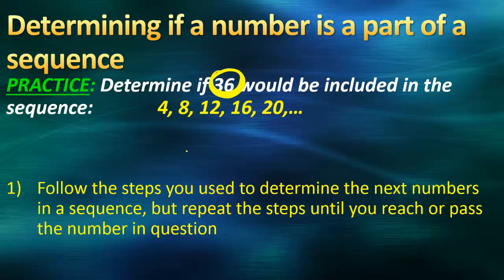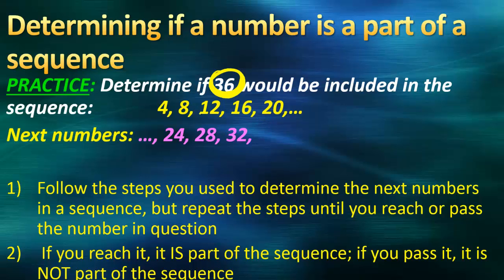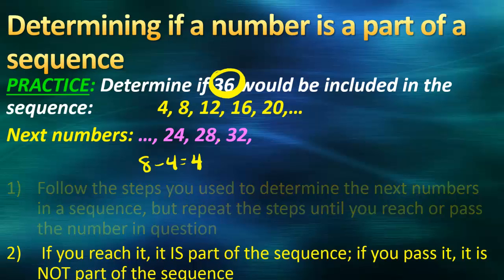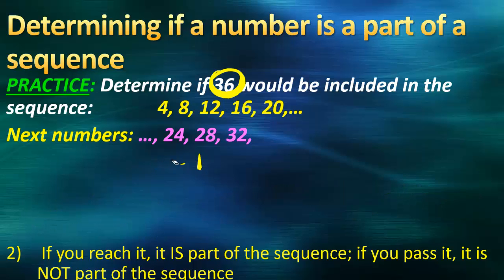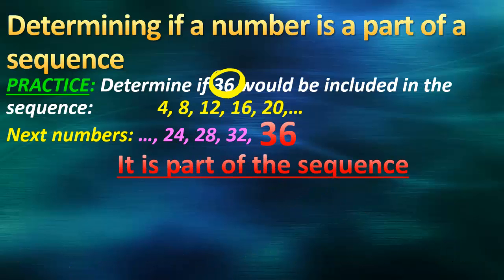If you reach that exact number, it is part of the sequence. If you pass it, it is not part of the sequence. So our next numbers, because we have a difference of 4, because remember, you take the first term and subtract it from the second term. So 8 minus 4 equals a positive 4, so we're adding 4 each time. So 24 is next, 28 is next, 32 is next. 32 plus 4 is 36. So it is part of the sequence.